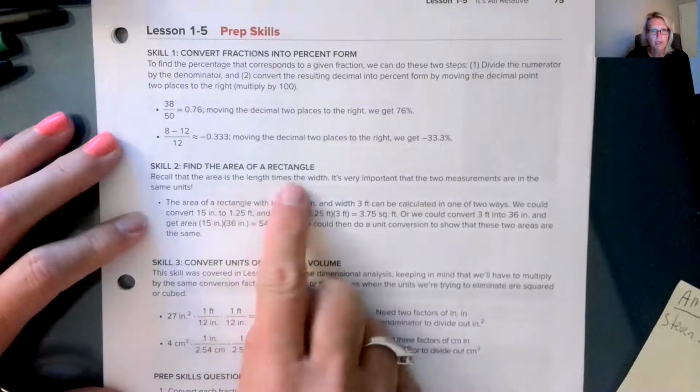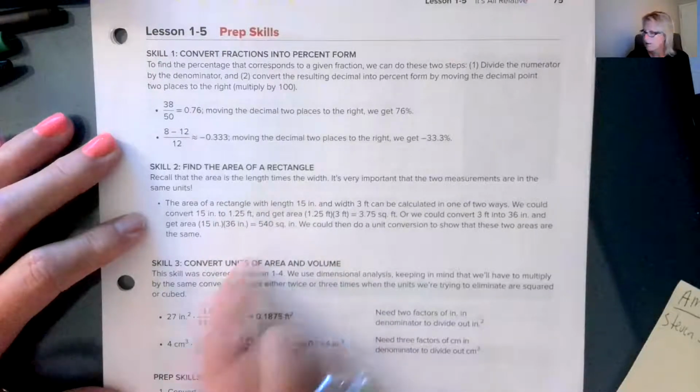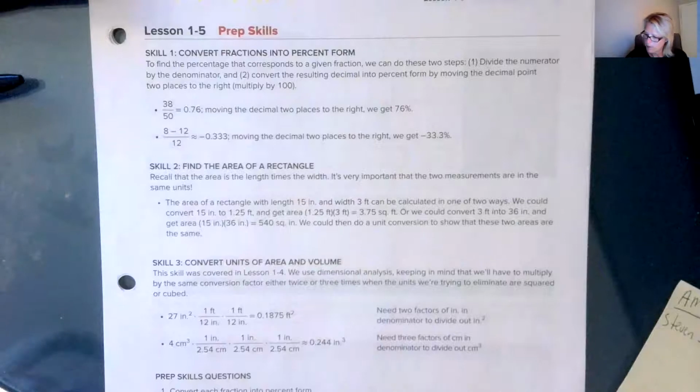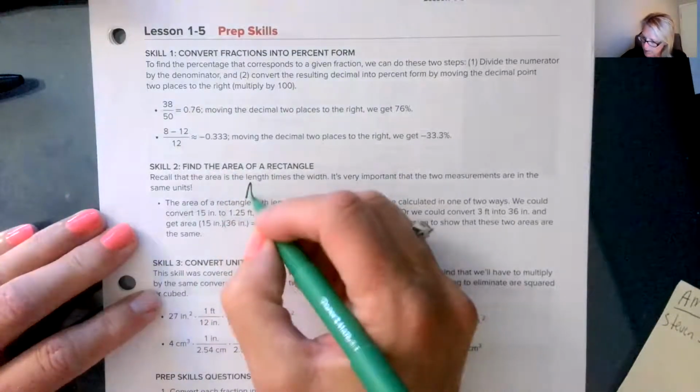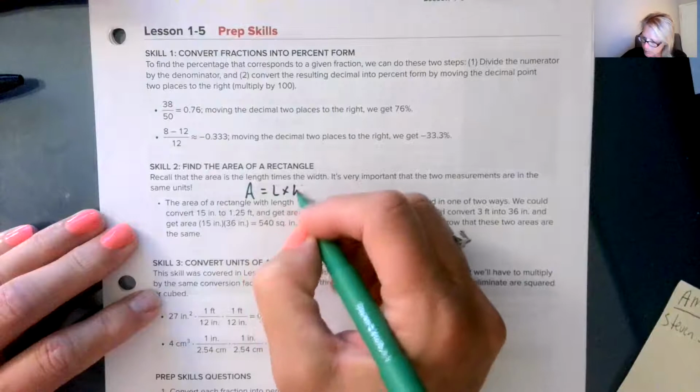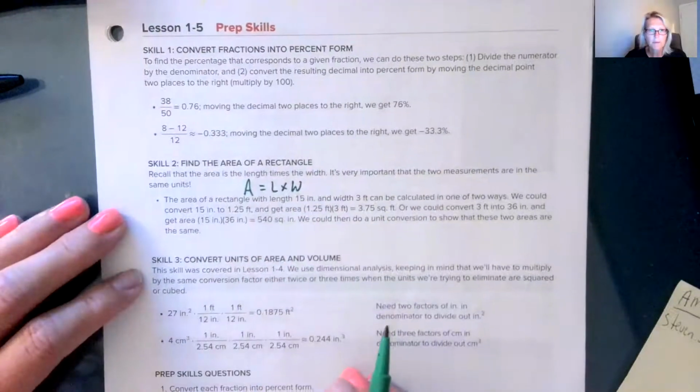Finding the area of a rectangle is your length times your width. So let's just write that formula down here. Area is length times width. We're going to use that today.